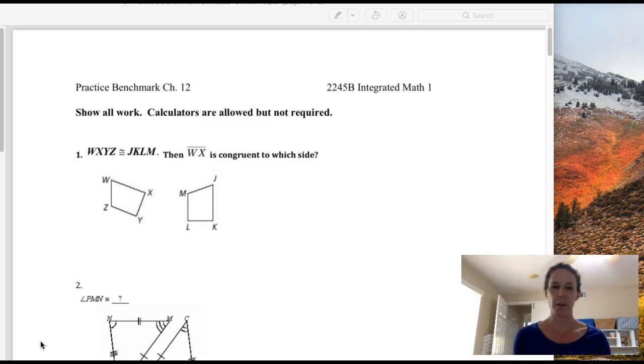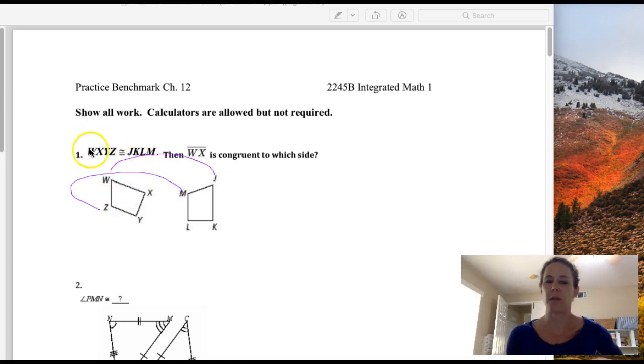Let's go ahead and get started on number 1. This one tells you that WXYZ is congruent to JKLM. Then WX is congruent to which side? As you can see, this has been a rotation. If you look at the shape of this figure and you rotate it this way slightly, you'll see that this will line up with J and Z will line up with M.